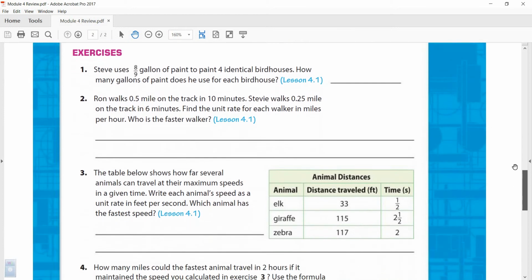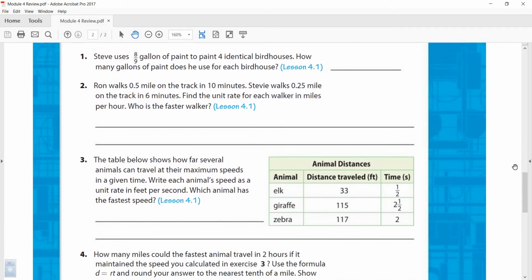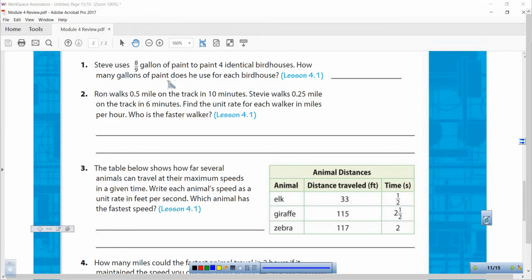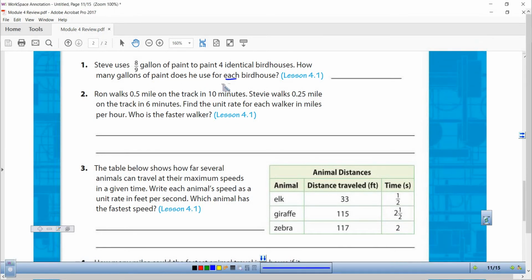Now let's do a few of these problems here. Okay, Steve uses 8/9 of a gallon of paint to paint 4 identical birdhouses. How many gallons does he use for each birdhouse? In other words, they want the unit rate. Okay, so if you have a rate and you want to change it to a unit rate, you want that bottom number, that second unit, to be 1. Well, you can do that by dividing.